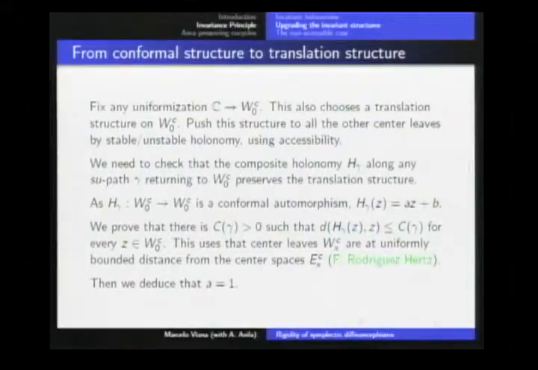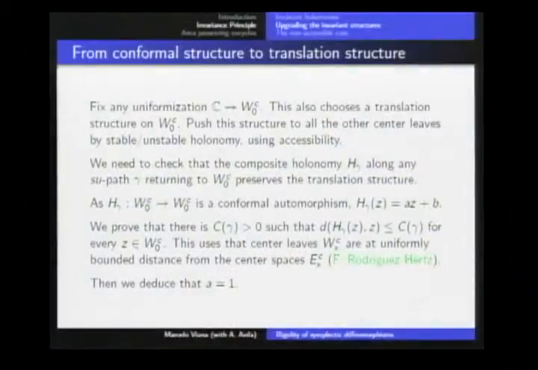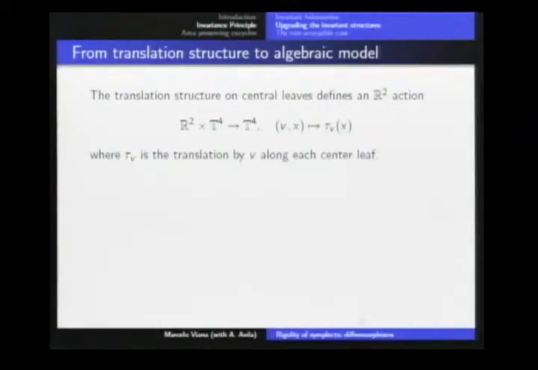And actually working a little bit more, from there you deduce that it's equal to 1. So at this point, I have on each one of the center leaves the structure of a translation surface. I can say, I have the right to say, this is a translation on my center leaf. And here's how from that, we obtain the conformal structure.